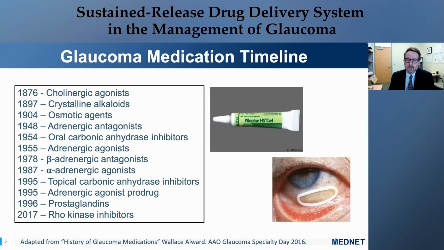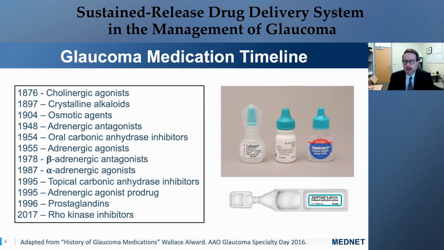And this was also seen with pilocarpine in the development of Ocusert, which was an implant that was placed in the lower fornix of the eye, which allowed several days of delivery of pilocarpine, which is no longer clinically available, but it was certainly appreciated by many patients who were dependent on pilocarpine for intraocular pressure reduction.